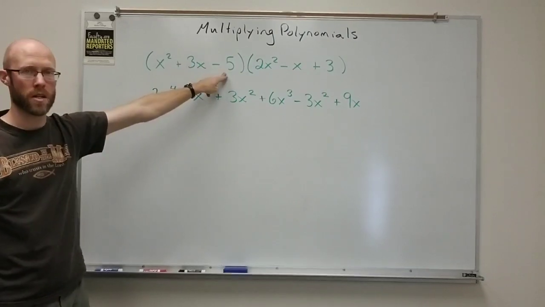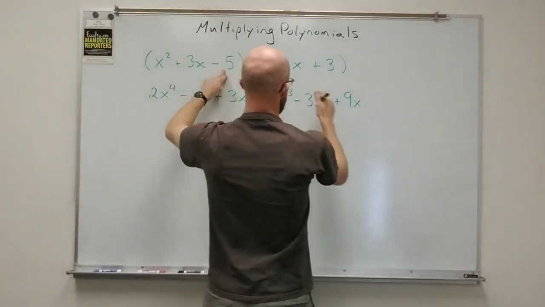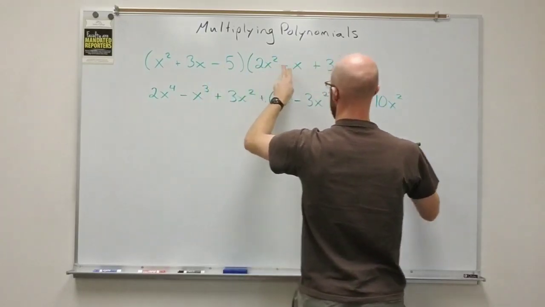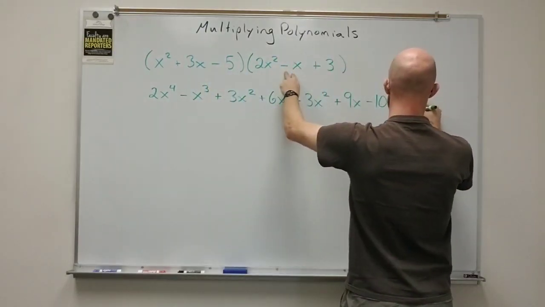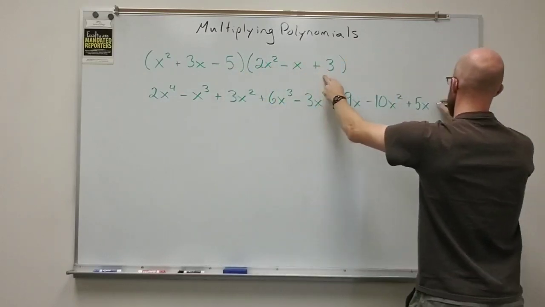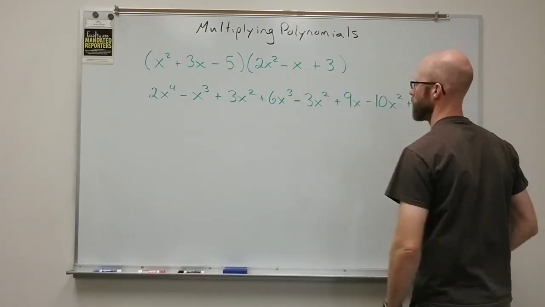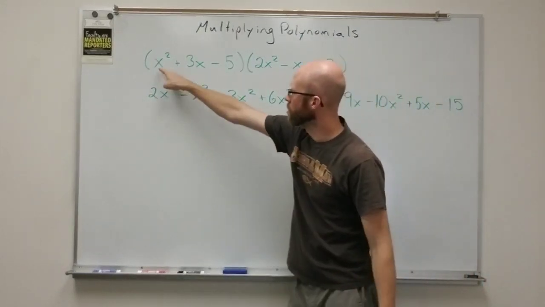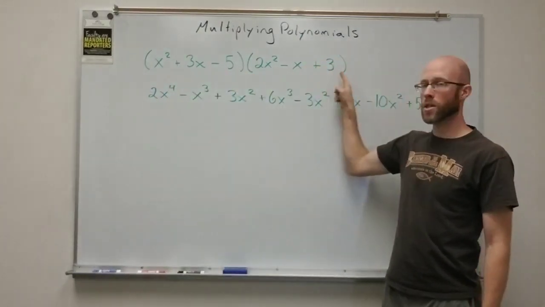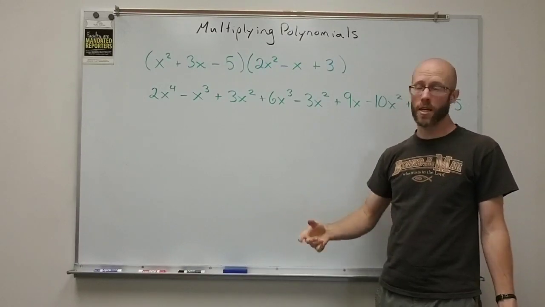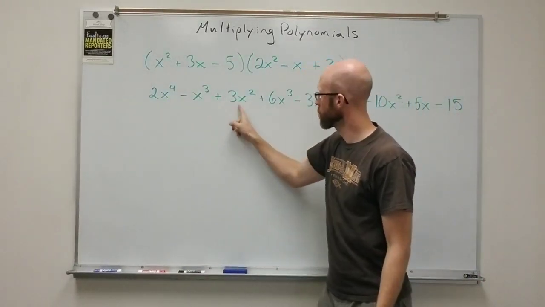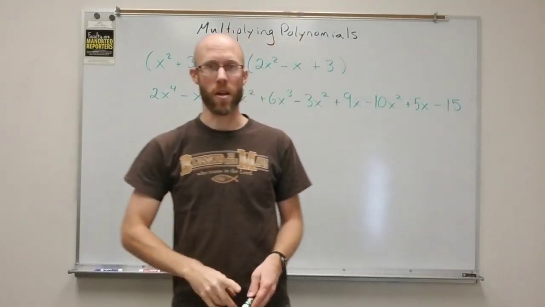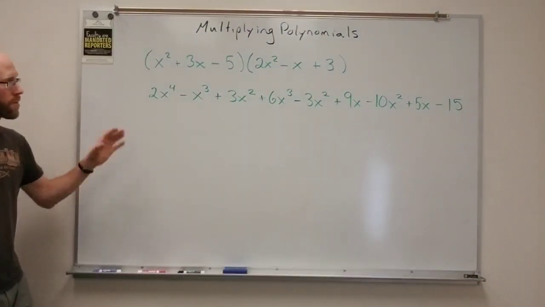Now I jump over to the minus 5. Minus 5 times 2x squared is minus 10x squared. Negative 5 and negative x is positive 5x. Negative 5 times 3 is negative 15. Okay. Now notice, if I take the original 3 terms times the original 3 terms, I get 9 terms. Should get 9 terms. Let's count them. 1, 2, 3, 4, 5, 6, 7, 8, 9. So I didn't miss anything in theory. Okay. So I've got my 9 terms.